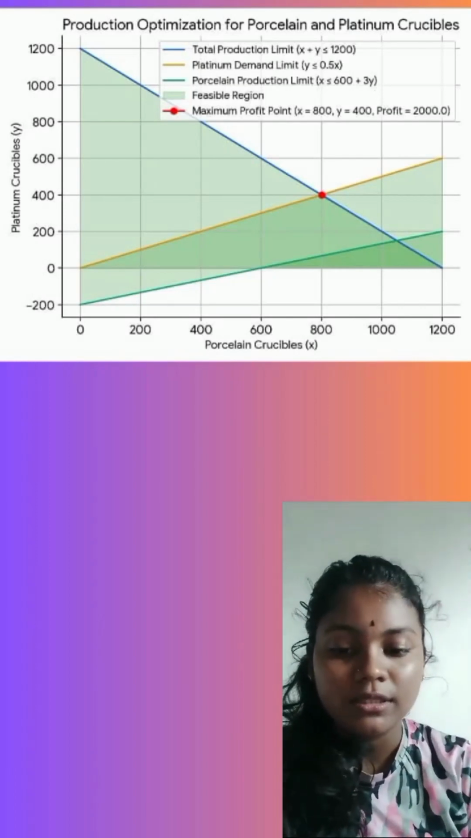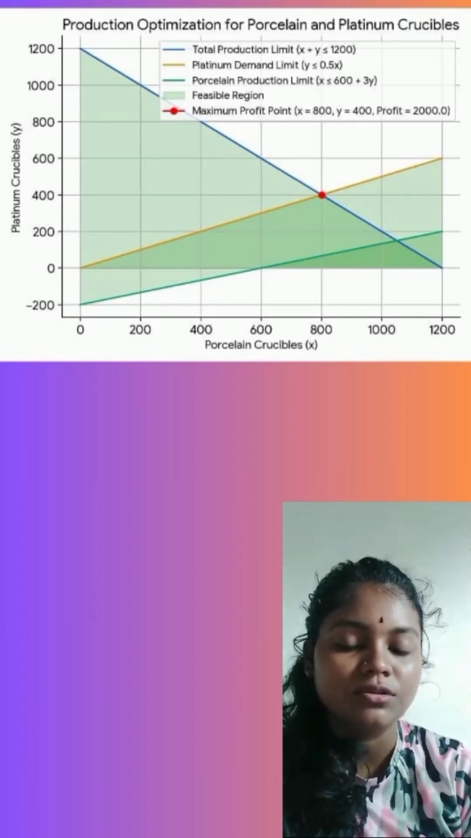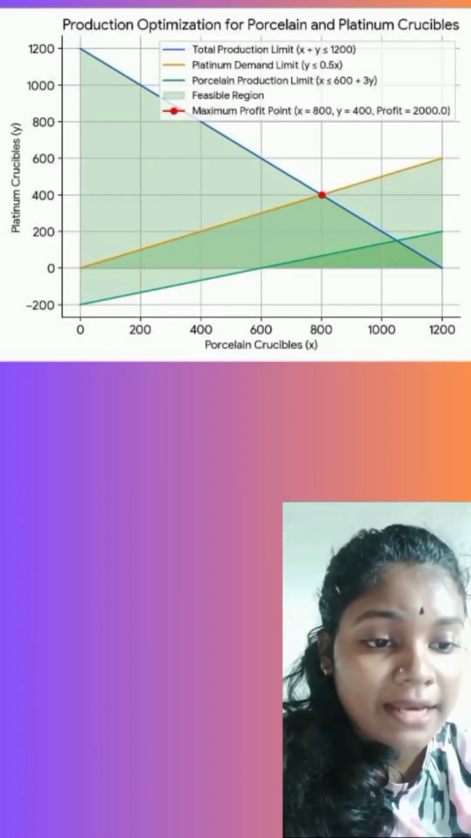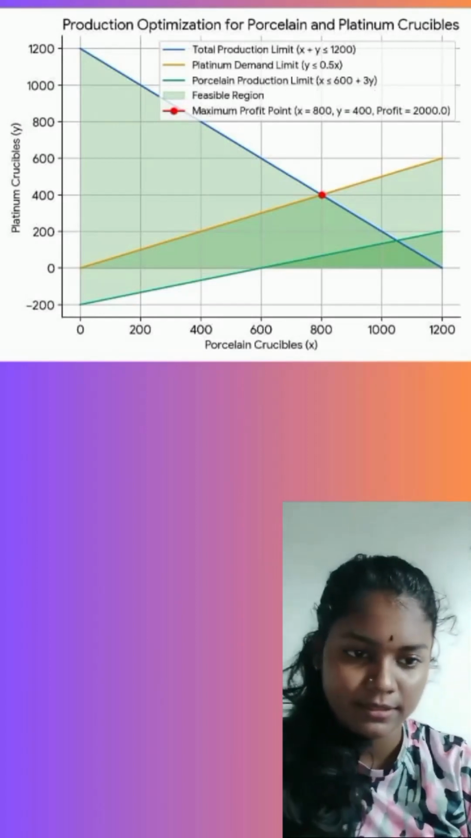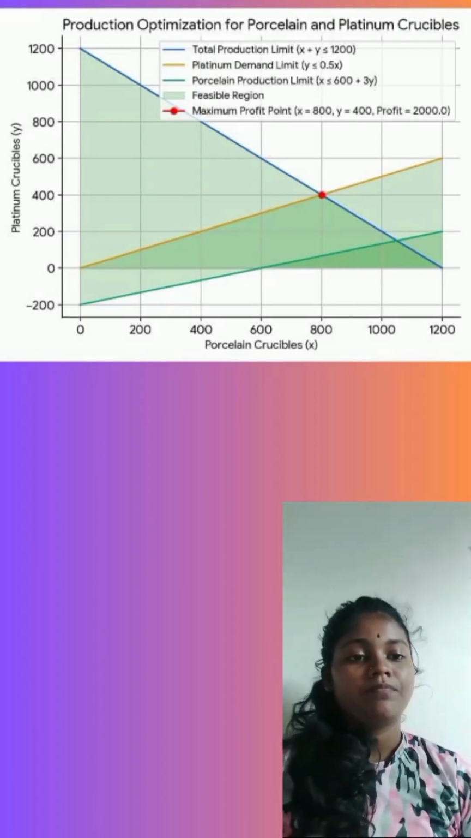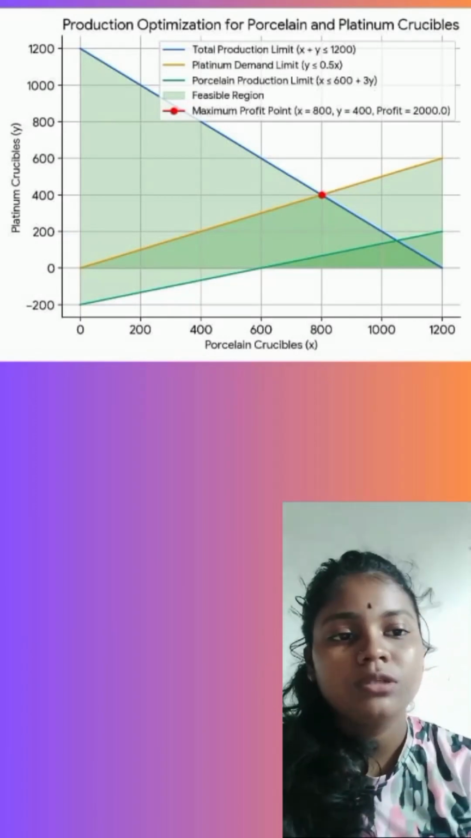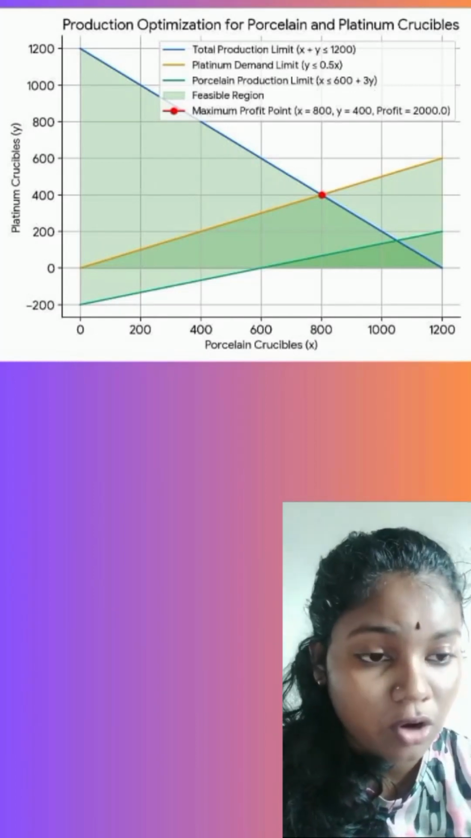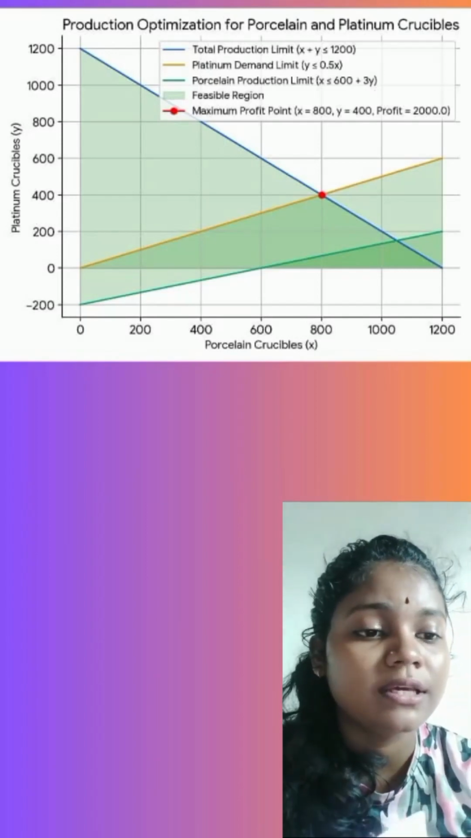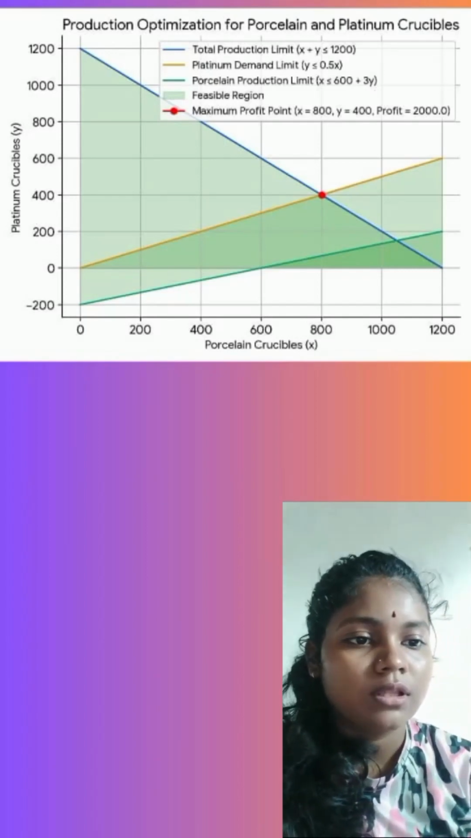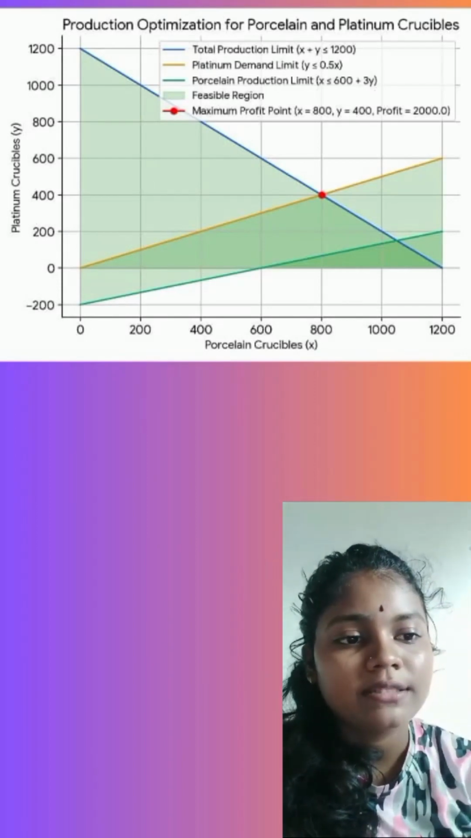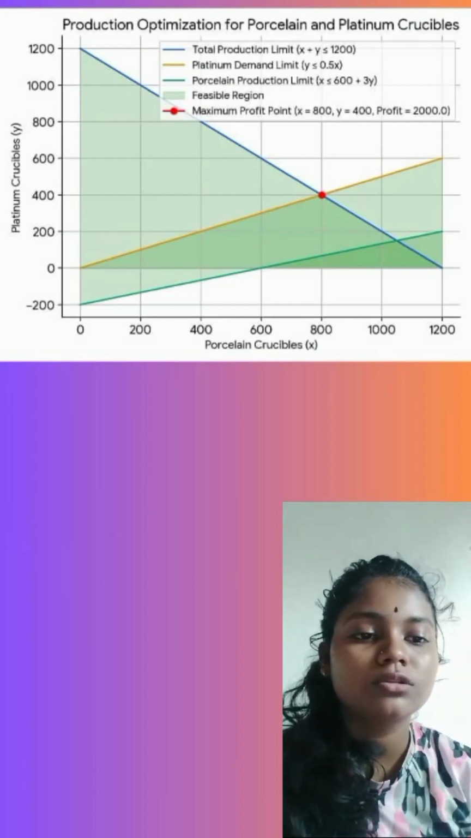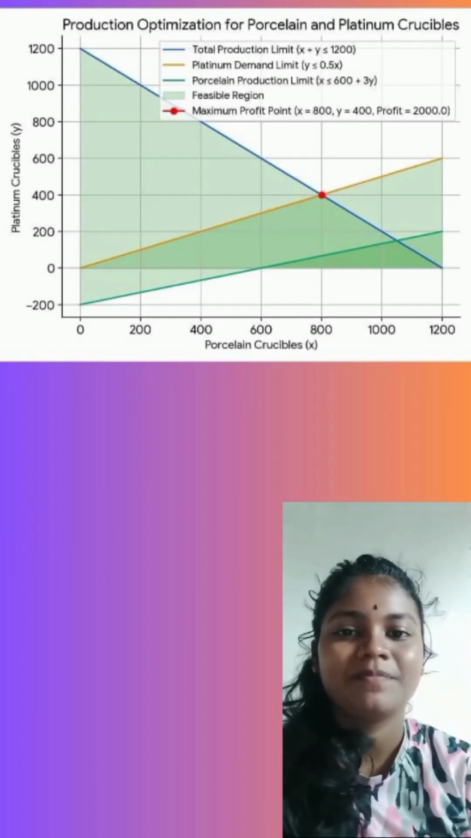We start plotting the units using the numbers 0 to 1200 on the x-axis, same goes for the y-axis. There are three lines: the total production limit is the blue line, the platinum demand limit is the orange line, and the porcelain production limit is the green line. Maximum profit point: x equals 800, y equals 400, profit is 2000. So two lines are intersecting. Thank you.